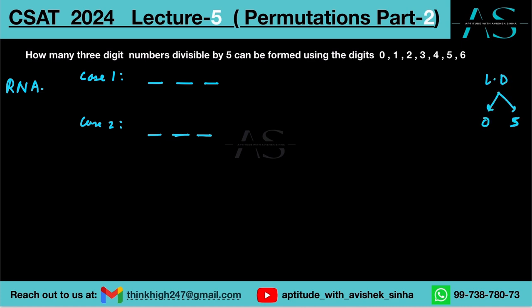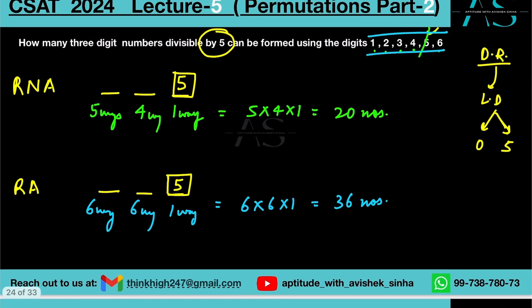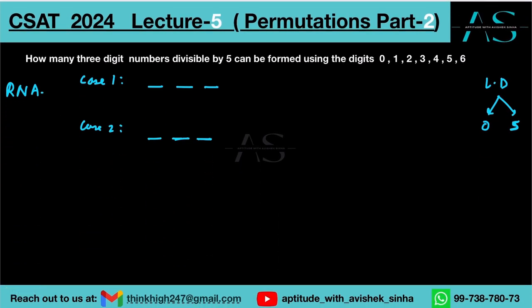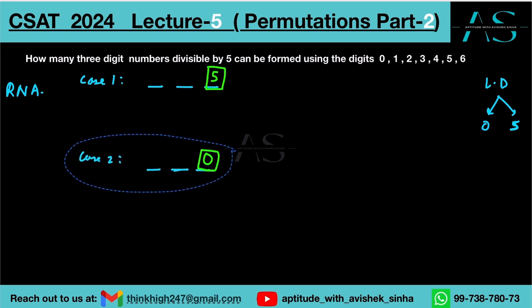In the previous question, we didn't have 0. So it was a cakewalk for us. But in this question, we also have a 0. So what we do? We tend to place 5 here 100% and we tend to place 0 here 100%. Now let's try to solve these two cases separately.